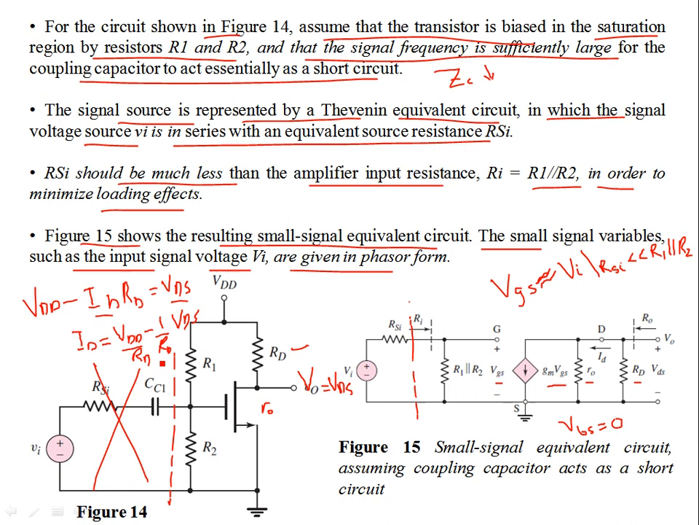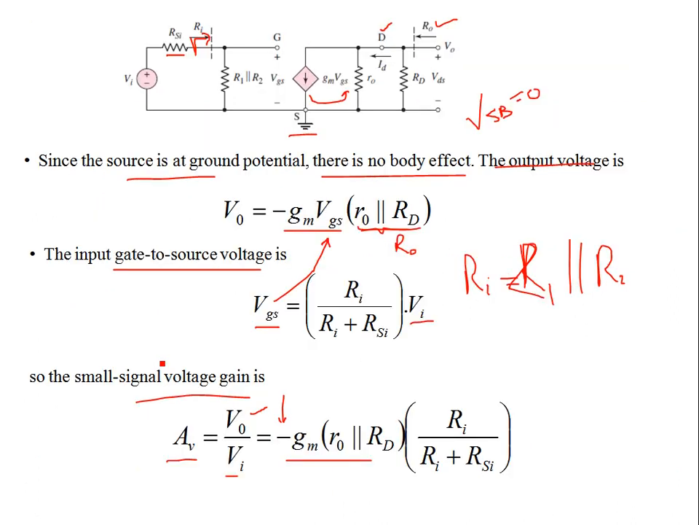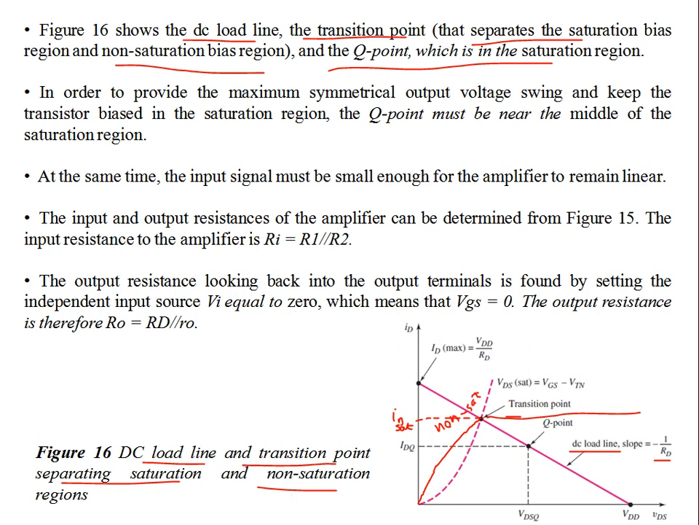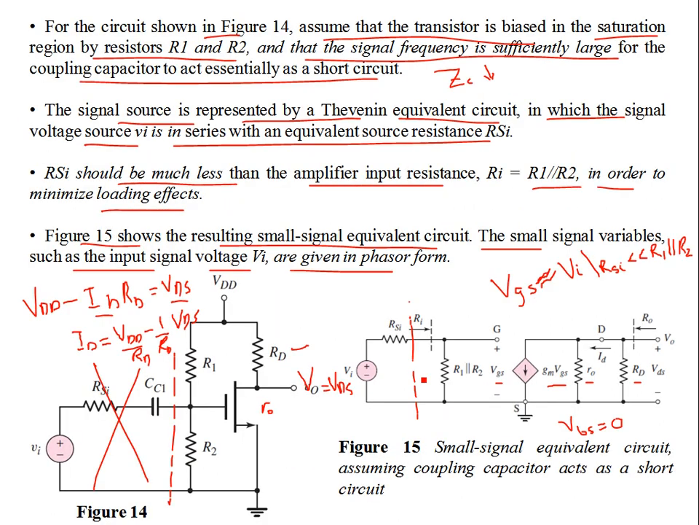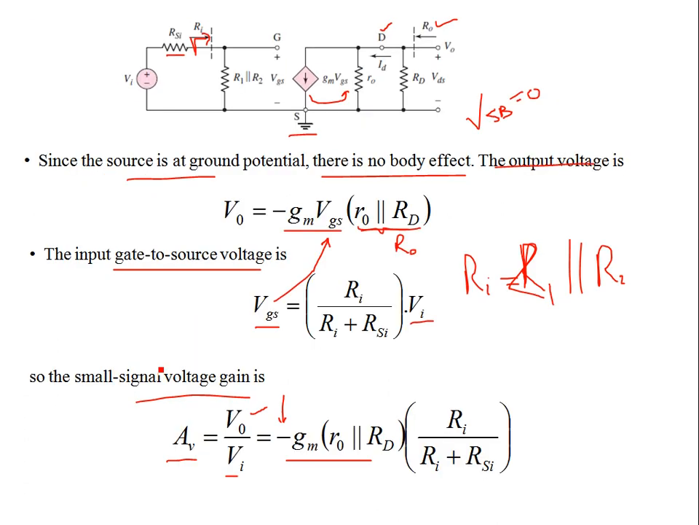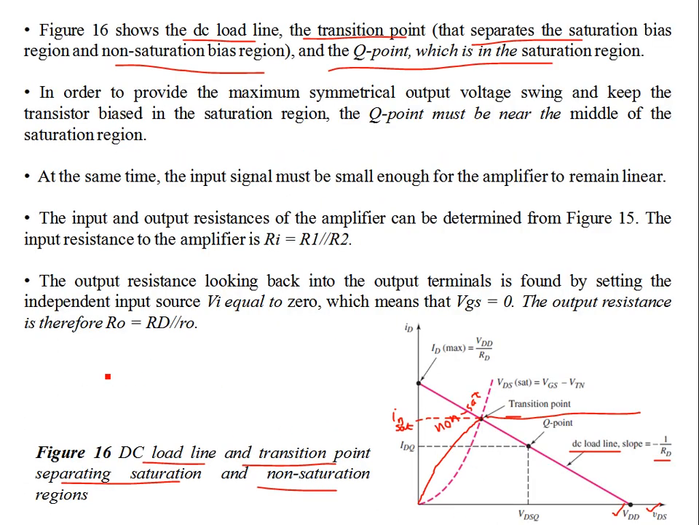So that's the same thing you see over here. When VDS becomes equal to VDD, the current is zero, and the slope of the line is minus 1 over RD, right? And at ID max, you have VDD over RD where VDS is zero. So when VDS is zero, ID is VDD over RD. So you have the two points, just join them, and wherever they intersect is the Q point.